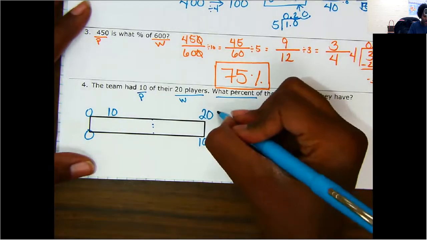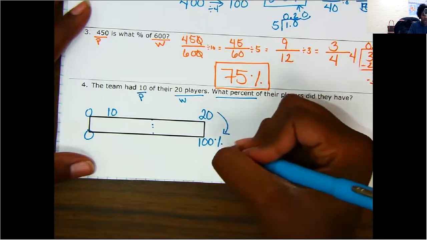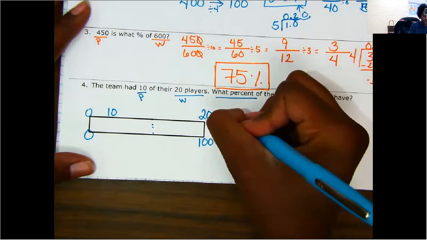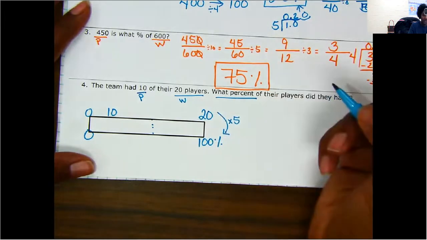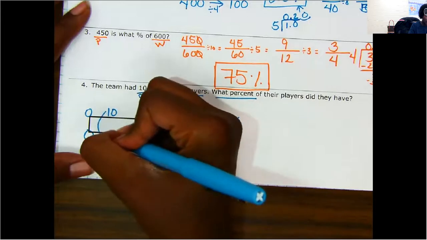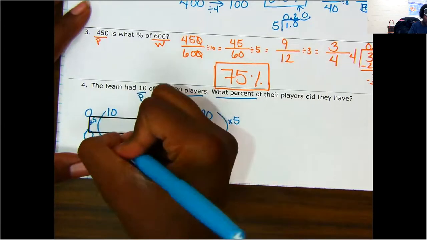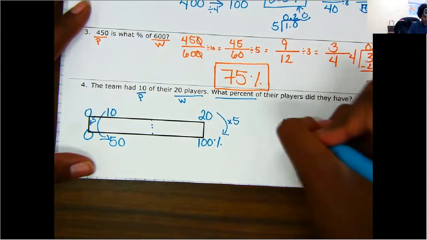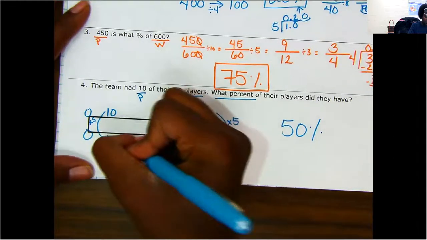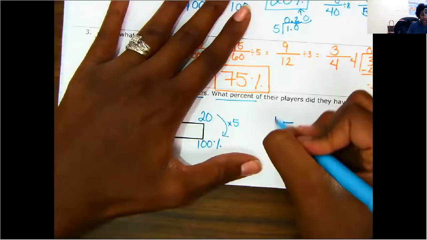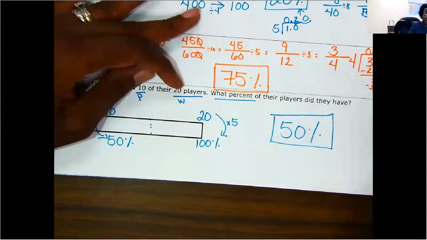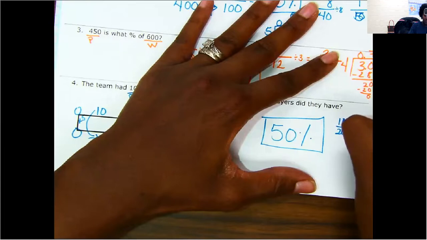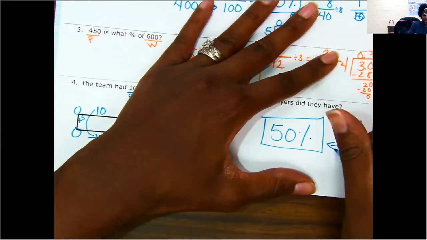I do have a pattern here. What can I do to 20 to get to 100? Very good. Times 5. 20 times 5 gives me 100. So I just need to do the same thing over here. 10 times 5 gives me 50. So our answer is 50%. Okay. If you don't like the percent bar, you could have done 10 over 20. Simplified it to 1/2. 1/2 is 50%.